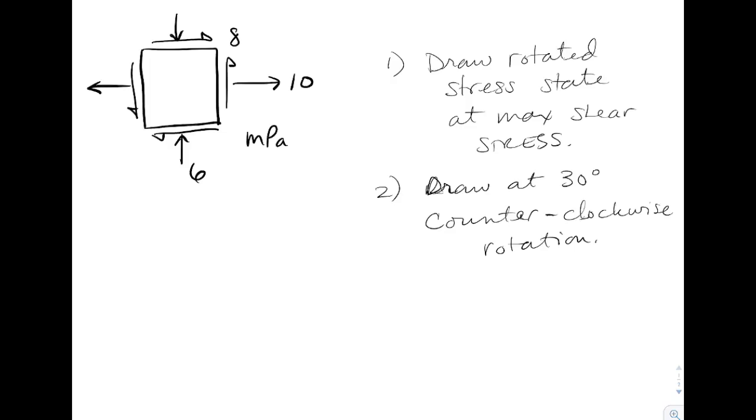There's a new state of stress. Again, that's the stress state at a point. This is all in megapascals. So we're going to do two things. One, we're going to draw the rotated stress state at max shear stress. And we're also going to do it at a 30-degree counterclockwise rotation. And we'll have some more reasons why we need to do this at a stated angle of rotation. So we'll begin to acquire the skills to do that.